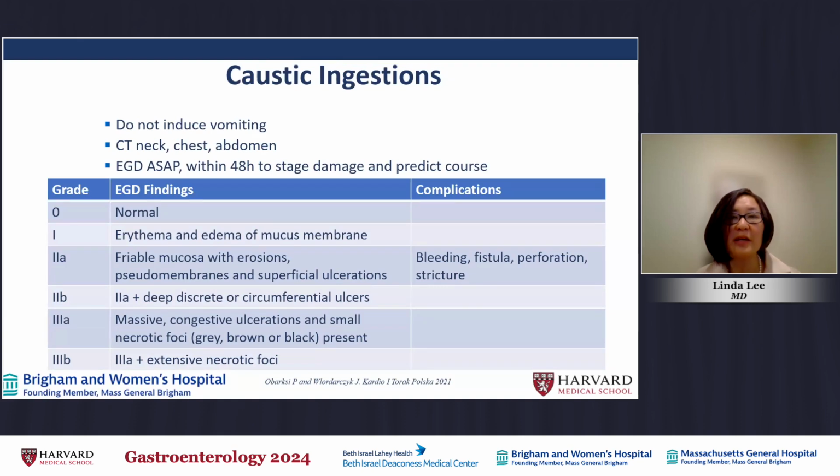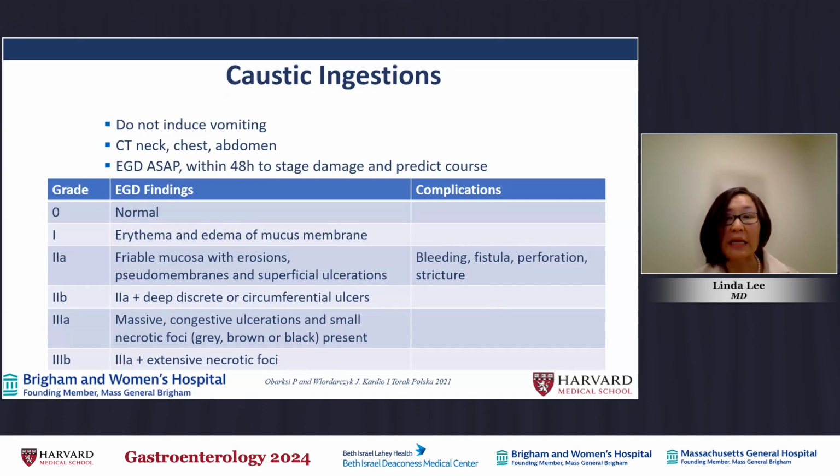And I'll finish up by saying just a couple words about caustic ingestions, which we don't see as much in adults. However, it's incredibly important not to induce vomiting in these patients and get a CT of the neck, chest, and abdomen, looking for evidence of complications. EGD should be performed immediately, but within 48 hours, to stage the degree of damage that's been done, which allows you to predict the course that the patient will undergo.